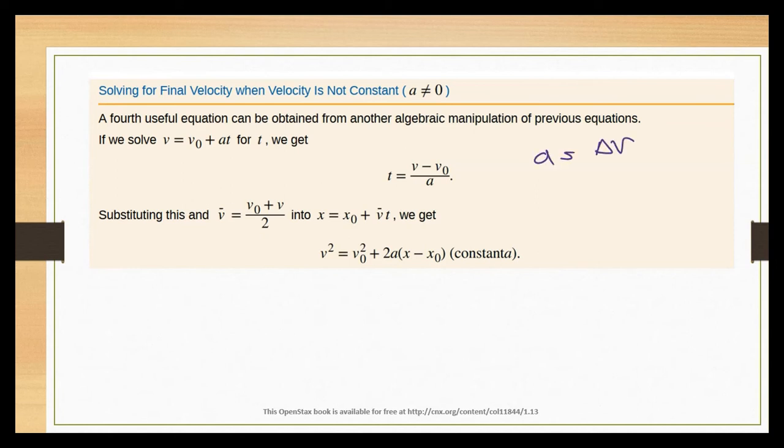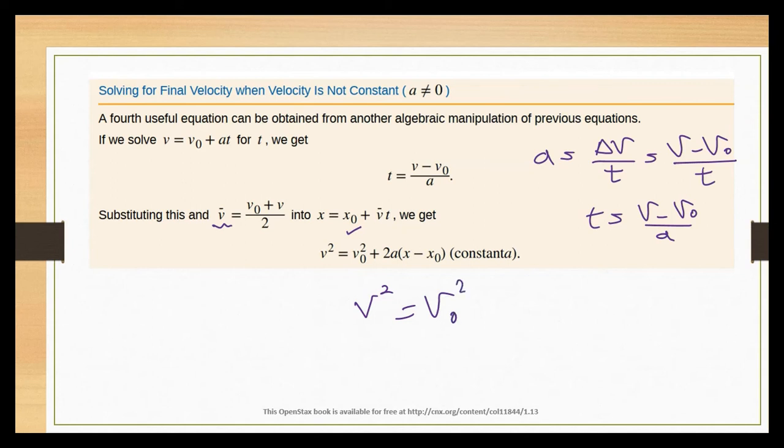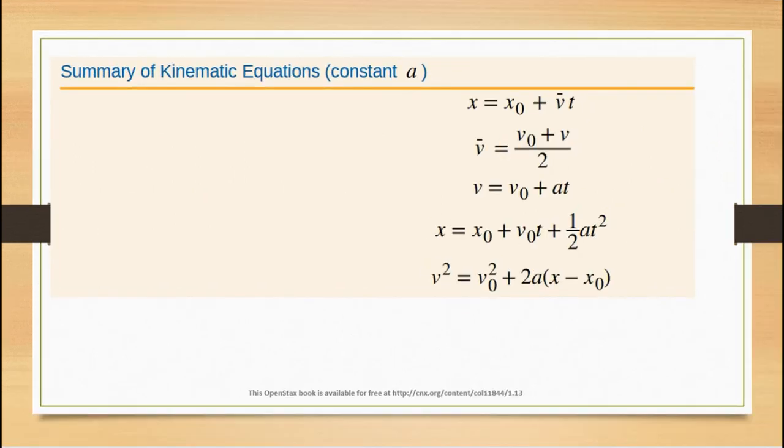So we said acceleration is delta v over t, which is equal to v minus v0 over t. So t is equal to v minus v sub 0 over a. And since average velocity is v sub 0 plus v over 2, and this is x, then if we combine all of them, v squared is equal to v sub 0 squared plus 2a times x minus x sub 0.